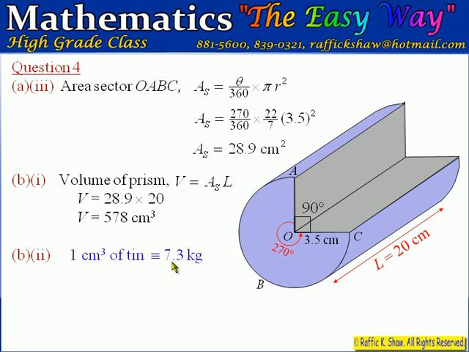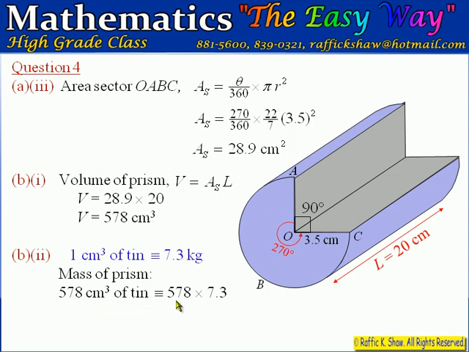Next, we are told that 1 centimeter cubed of tin, which is the material in the prism, is equivalent to 7.3 kilograms, and we are asked to use that information to calculate the mass of the prism. Remember that the volume of the prism is 578 centimeters cubed. Then to get the equivalence of the 578 centimeters cubed of tin, we simply multiply both sides by 578.